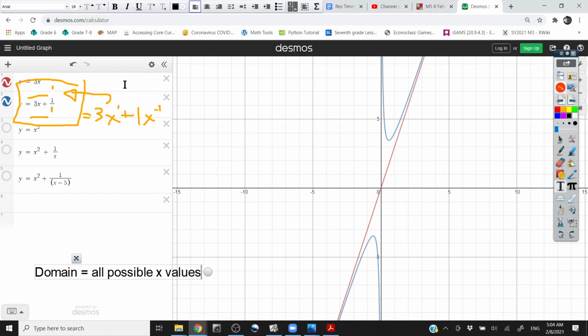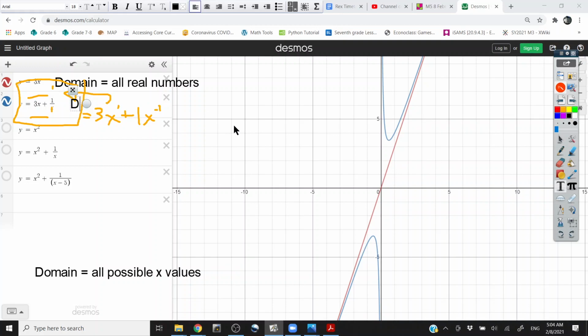So the key here is that this top 3x has no problem with x. I can put in any number there and do 3 times that number and it's fine. So the domain here is all real numbers, which is to say all the numbers from negative infinity to infinity in the red line here. I can plug in any of those numbers and have no troubles. But the domain for that second function is different, and this is what drives the differences.